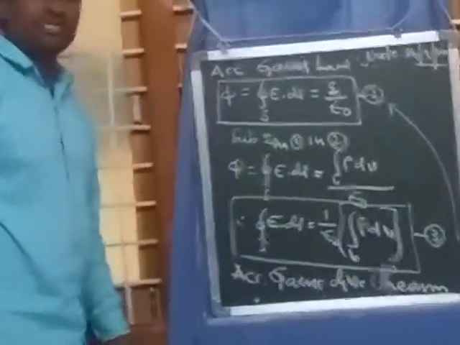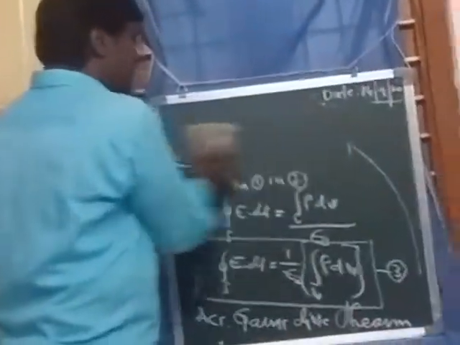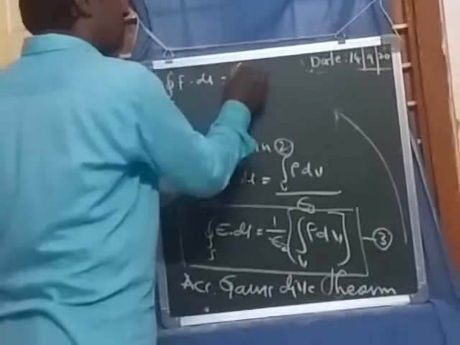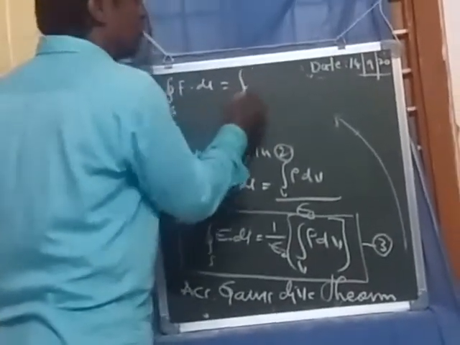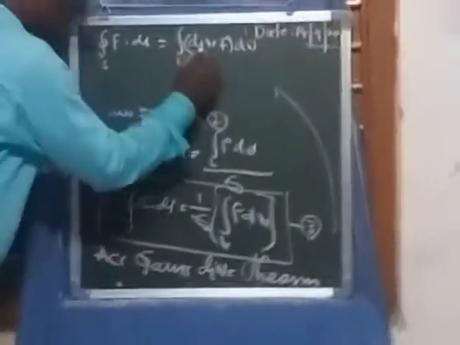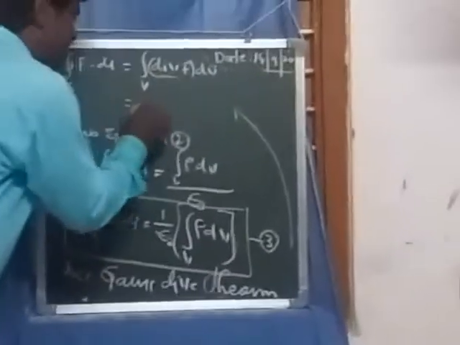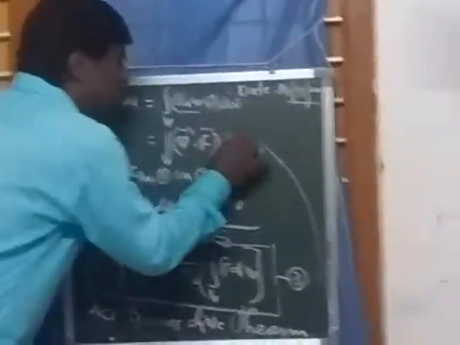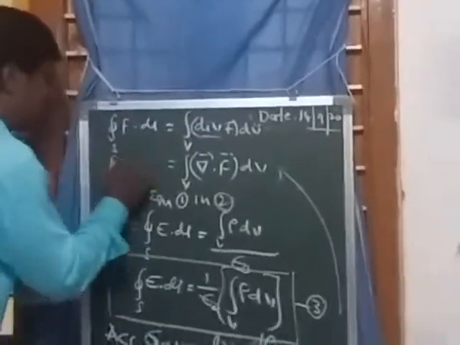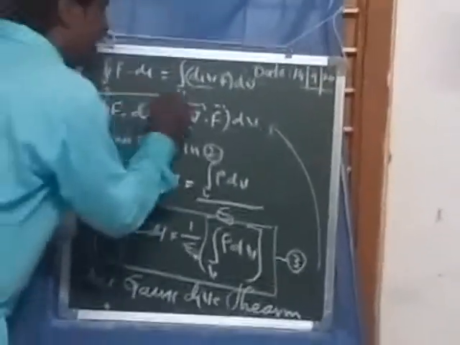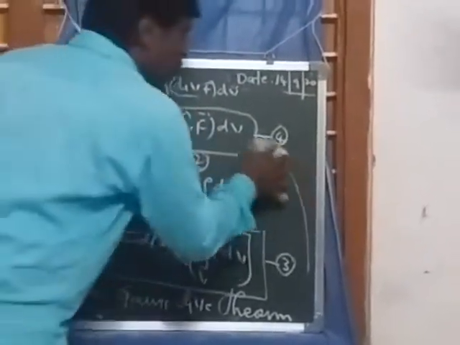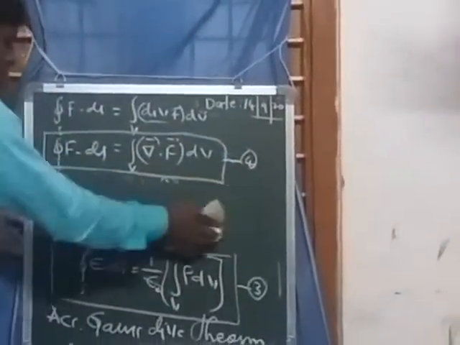What is the Gauss divergence theorem? It is indicated by the surface integral over S of F dot ds equal to the volume integral over V of the divergence of F dv. We can write this as the volume integral over V of del dot F dv, which equals the surface integral of F dot ds. This is the main concept of the Gauss divergence theorem, and this is equation 4.